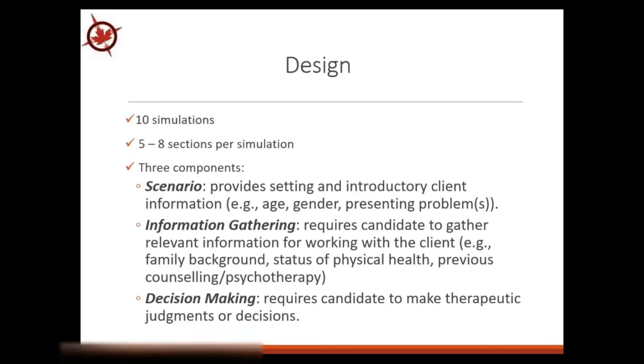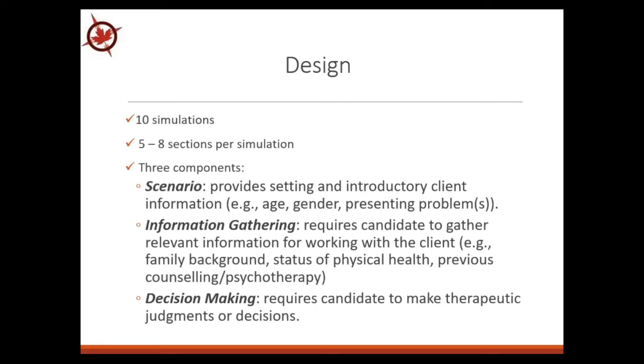There are 5 to 8 sections per simulation, and each of those sections have got 3 components to them. There's a scenario. That's the part that provides the setting and the introductory client information, things like their age, their gender, their presenting problem, things that would likely be on their intake form.